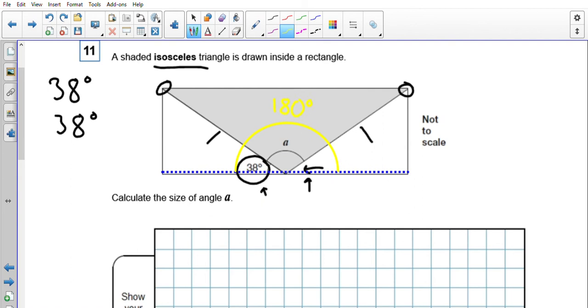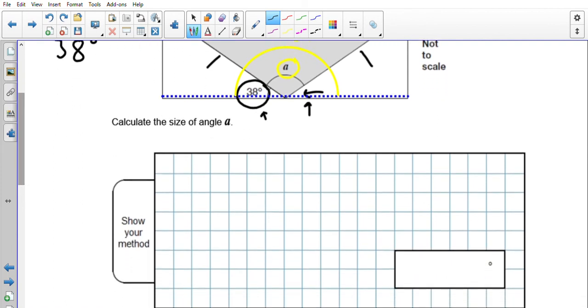Okay? Now if I've got 38 and 38, that means that A is whatever is left once I've taken 38 and 38 away from 180. So let's do that. 38 and 38 is very similar to doing 40 add 40, which is obviously 80, subtract 4, it's going to give us 76. Then all I need to do is 180 subtract 76, and that will give me my answer for A.